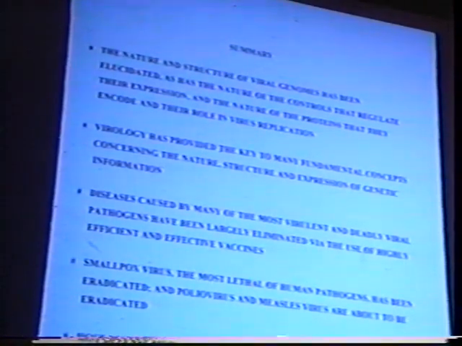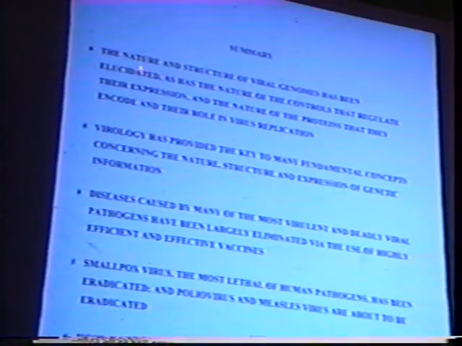Now, in summary, could I have the last slide, please? In summary, the first century of virology has proved to be absolutely fascinating. It is too dark, I can't read this. Virology has proved the key to many fundamental concepts concerning the nature, structure, and expression of genetic information.